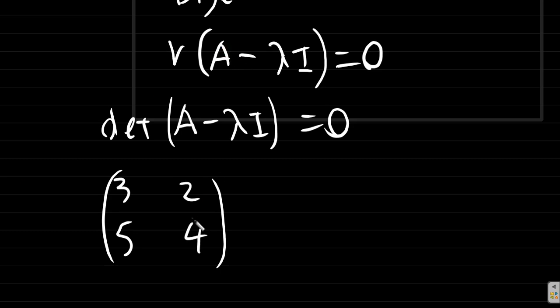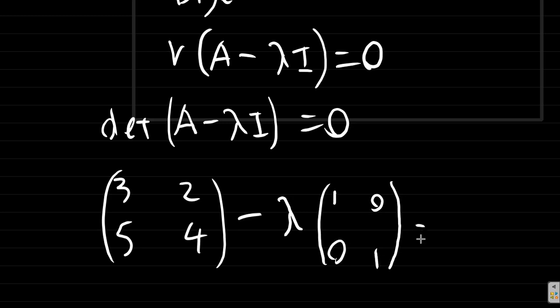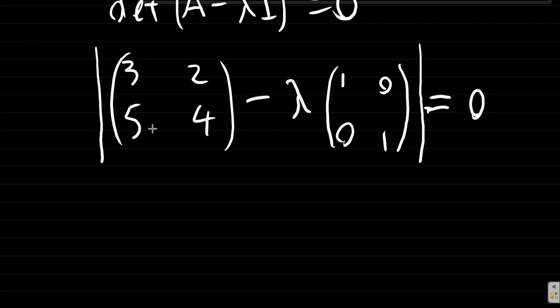The matrix A minus lambda times the identity matrix, 1, 0, 0, 1. The determinant of that, with the two vertical lines showing it's the determinant, which is another way you can write the determinant instead of det, is equal to 0. Alright? Let's see what happens here.